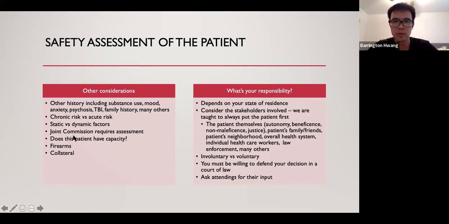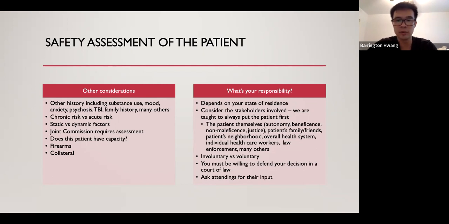Also, the Joint Commission requires some documentation. Also think about whether they have capacity, which we'll get into in a little bit. Then you can usually try to get some collateral, so you always will get collateral. Based off of that, you should make a decision with your attendings or co-residents about whether to let them go voluntarily, or if this is an involuntary commitment situation.